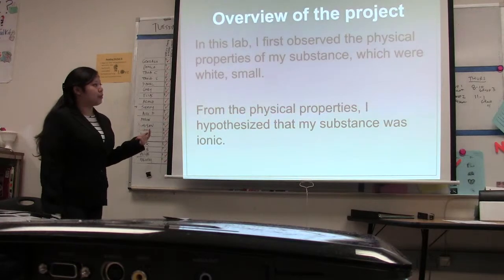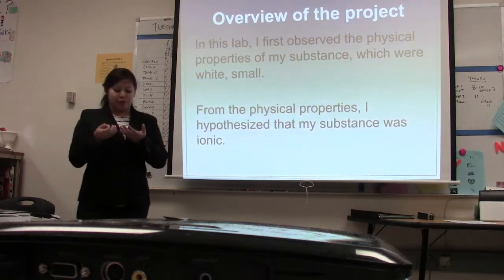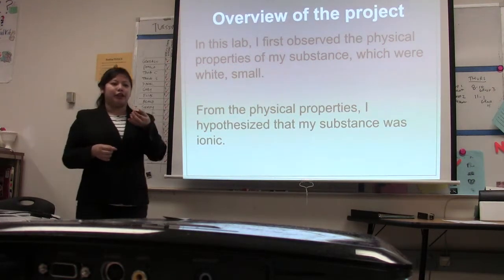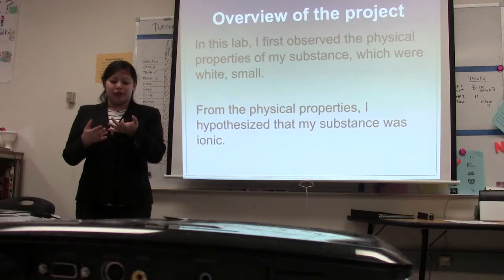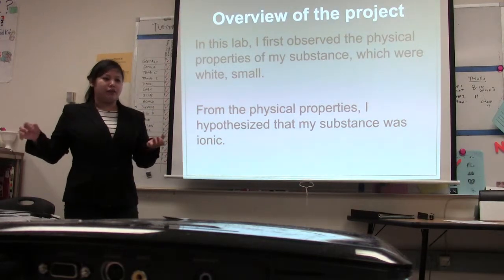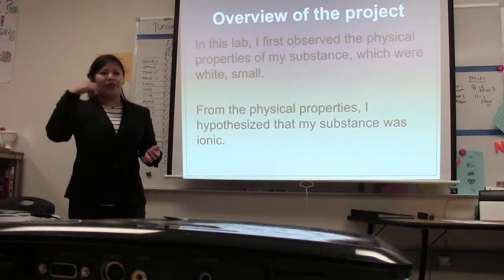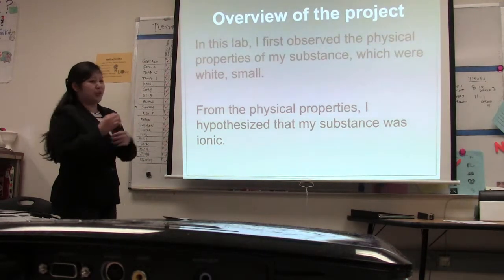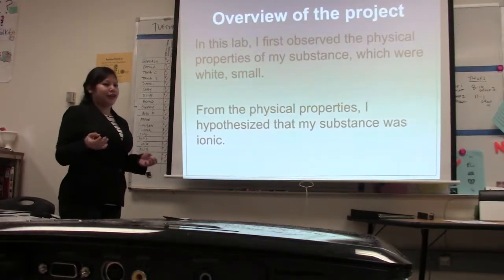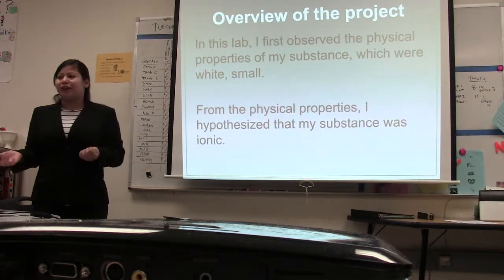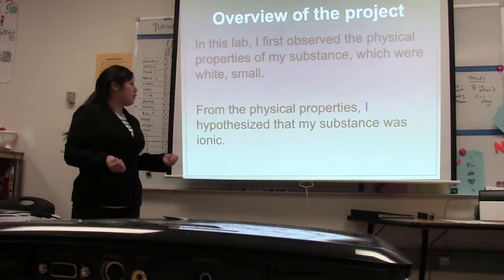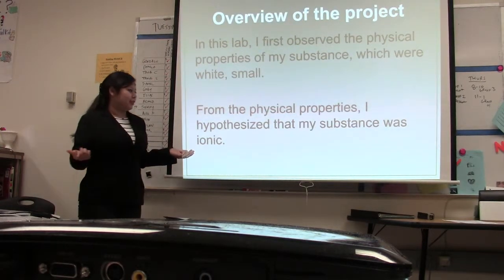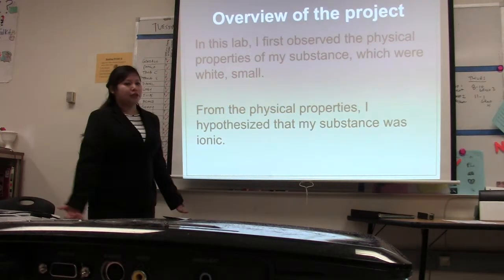In this lab, first we observed the physical properties. I remember Mr. gave us a little bottle with some substance in there, and then we wrote down in the paper what we see and what we think the substance is. My substance was small and white, so I thought it was an ionic substance. For the physical properties, me and my partner hypothesized that our substance was ionic.